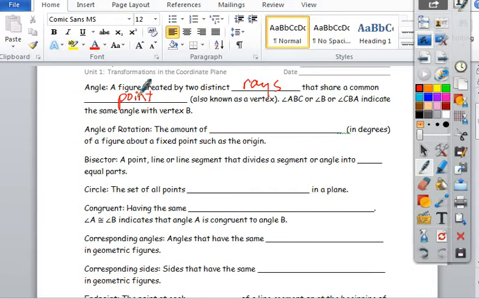Angle of rotation simply is the amount of rotation in degrees of a figure about a fixed point, such as the origin. That's the 90 degrees, 180 degrees, 270 degrees. Remember all that, right? Bisector.